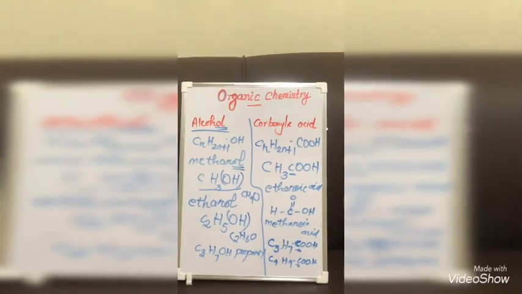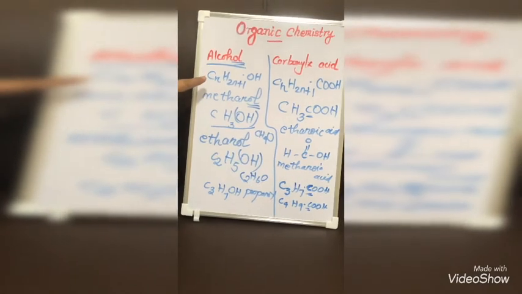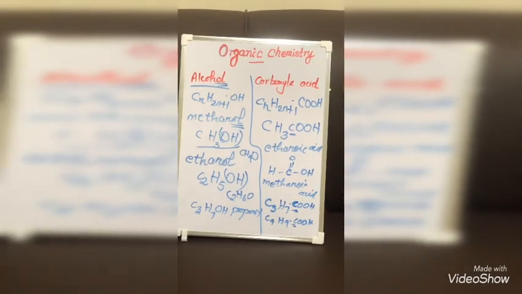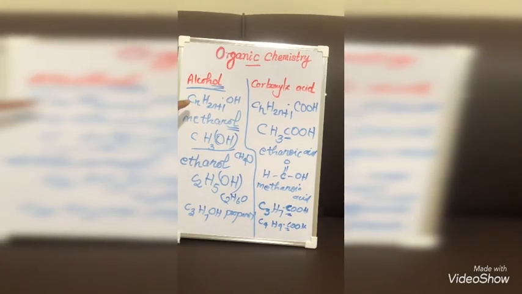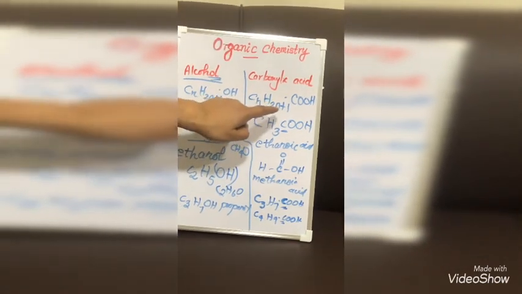So for carboxylic acid, the general molecular formula is CnH2n+1COOH. Alcohol is CnH2n+1OH. Carboxylic acid is CnH2n+1COOH.